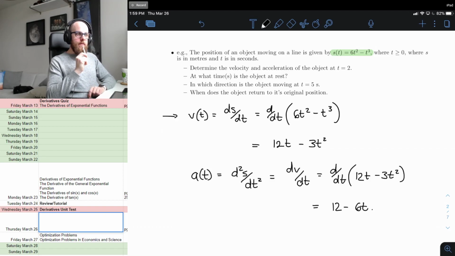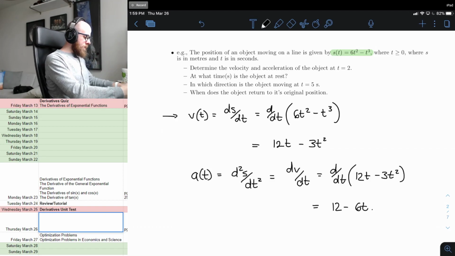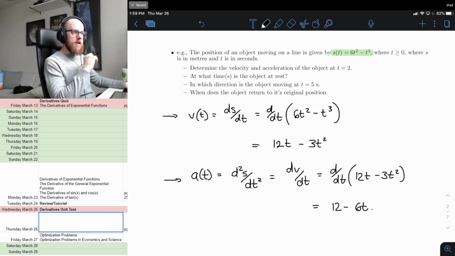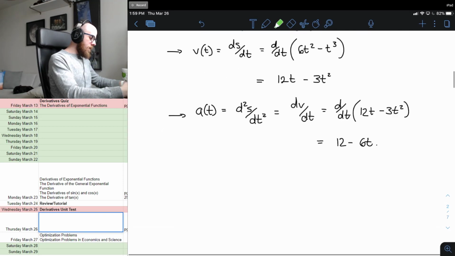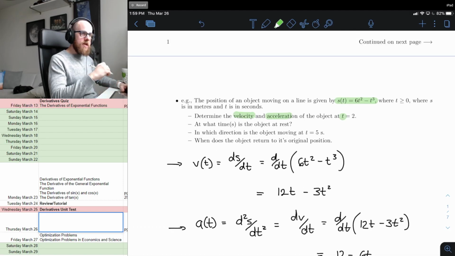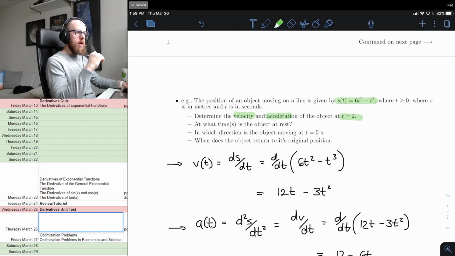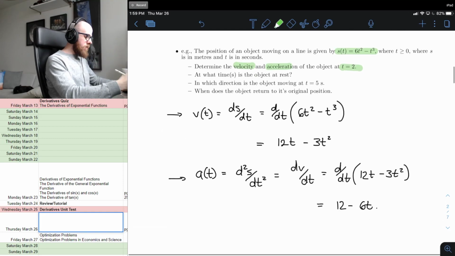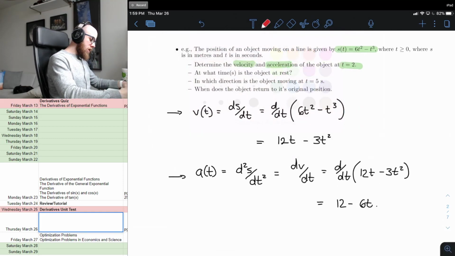So now I have an expression for both the velocity and the acceleration, which is great. This question is specifically looking for the velocity and the acceleration of the object when t is equal to 2 seconds. So all I have to do from here is plug in 2 into both of these. So v at 2 is equal to 12 times 2 minus 3 times 2 squared.